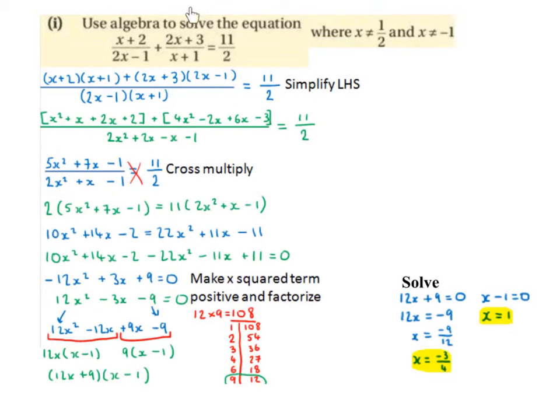So remember, we were asked to solve the equation. So we're going to let what's inside each set of brackets equal to 0. So 12x plus 9 equal to 0 will give us 12x equals minus 9, and minus 9 divided by the 12 is going to be minus 3/4. So one of our x values is minus 3/4. Then we let x minus 1 equal 0, so x is equal to 1. So we solved by getting x equal to minus 3/4 and x equal to 1.